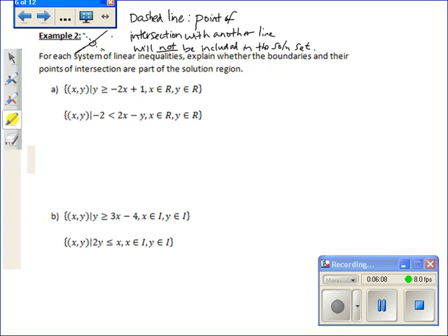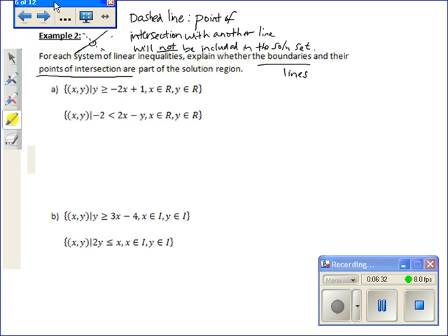Okay, it would have an open circle where they intersect. So let's go ahead and look at these next questions. For each one of them, we're going to say whether the boundaries, in other words, the boundary lines, will be included, and whether the points of intersection will be included in the solution set or the solution region. So what can I tell about the first one without even graphing it?